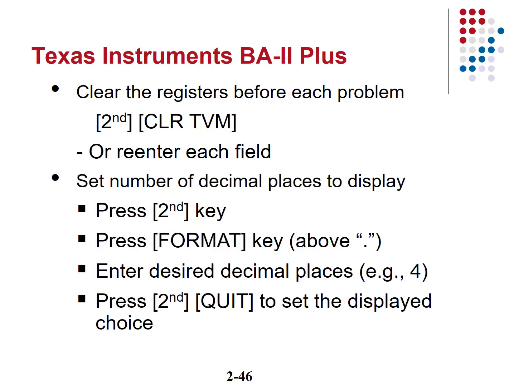Also recall setting your calculator to default to 4 decimal places. That's probably the best choice. Enough precision, but not too much. If you haven't already done so, let's do it now. Press the second key and format, which is down at the bottom. Enter a 4 and press enter, second, and quit.